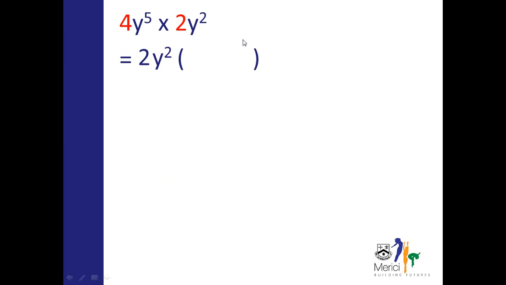Now, you then need to throw in some brackets. The easiest way to think about this is, what do I need to multiply this by to get this answer? I've got to multiply this 2 bit by 2, and I've got to add on 3 y's. What do I need to multiply this by here to get this as an answer? Well, it's just itself, so it's just 1.